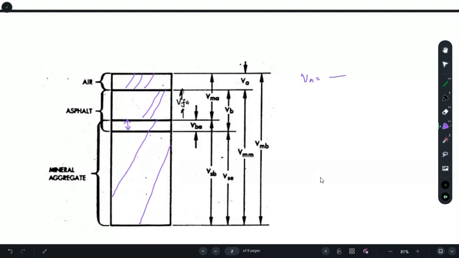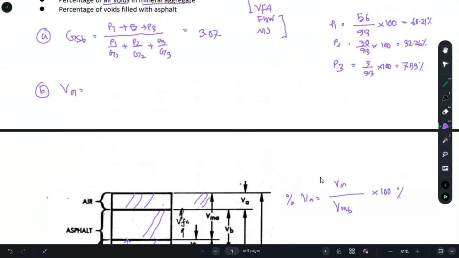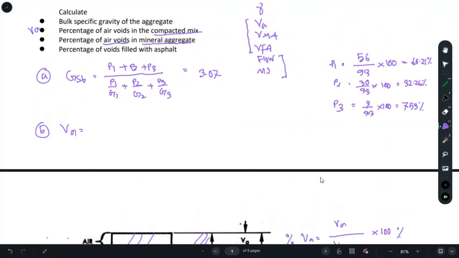We understand that if you take the total volume, which is VMB, and you take the volume of air, which is VA, and you multiply it by 100, this is your percentage of air voids, and we're finding that here. And for that, for VA we have a formula that is GMM minus GMB over GMM.